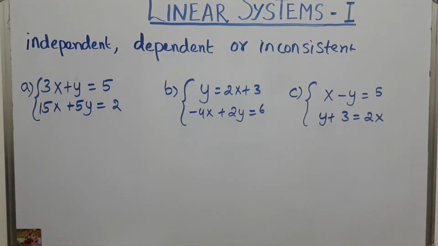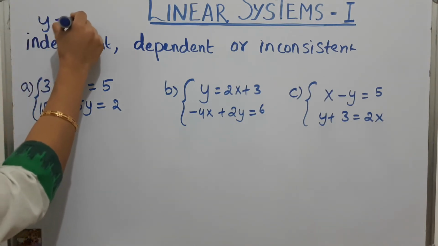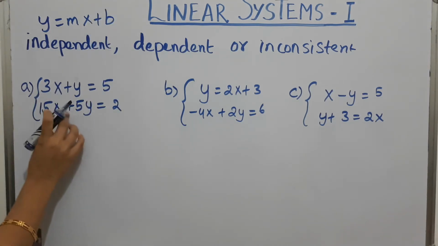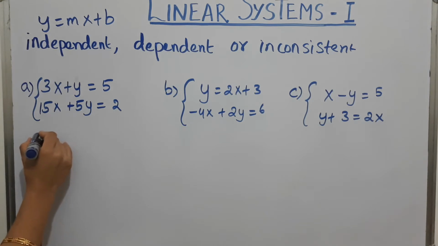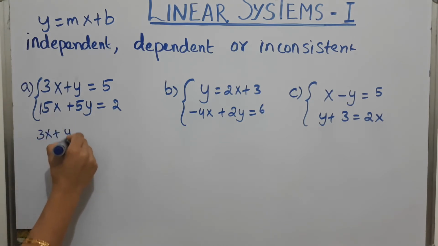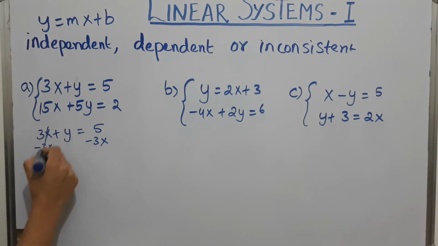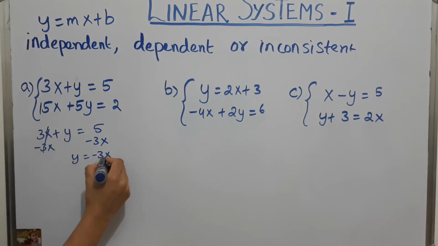Now we can see three examples to classify whether these systems of equations are independent, dependent or inconsistent without graphing. First of all, you have to rewrite everything into slope intercept form, which is y equals mx plus b. So now you have to rearrange everything in this form. 3x plus y equals 5, and now you have to move this to the other side. So minus 3x, and this is gone. So y is equal to negative 3x plus 5.